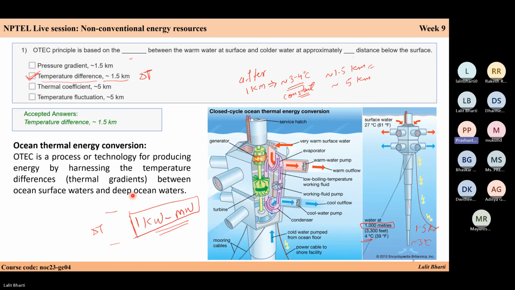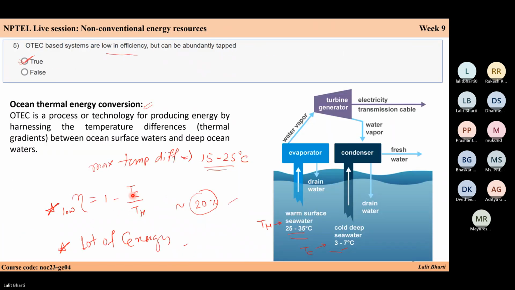Sir, I have one question here. How can we have the surface temperature equal to 100 degrees Celsius for this ocean thermal plant? That is why I think the process being impossible will also be an option, sir.